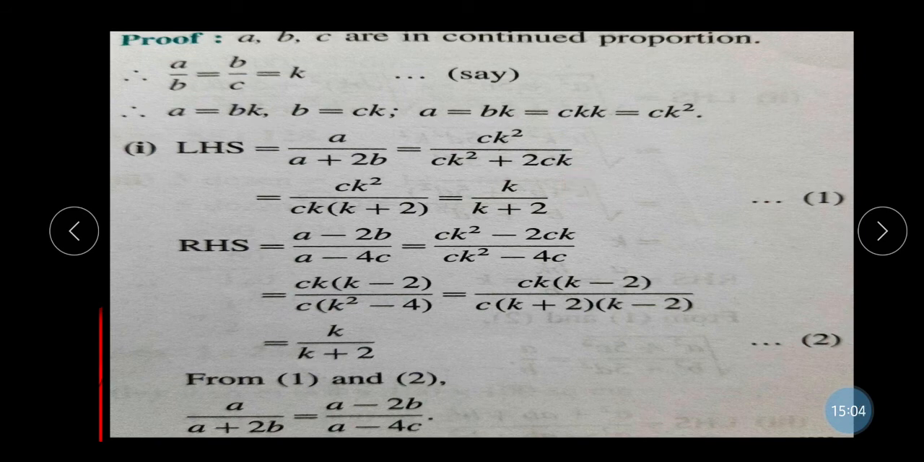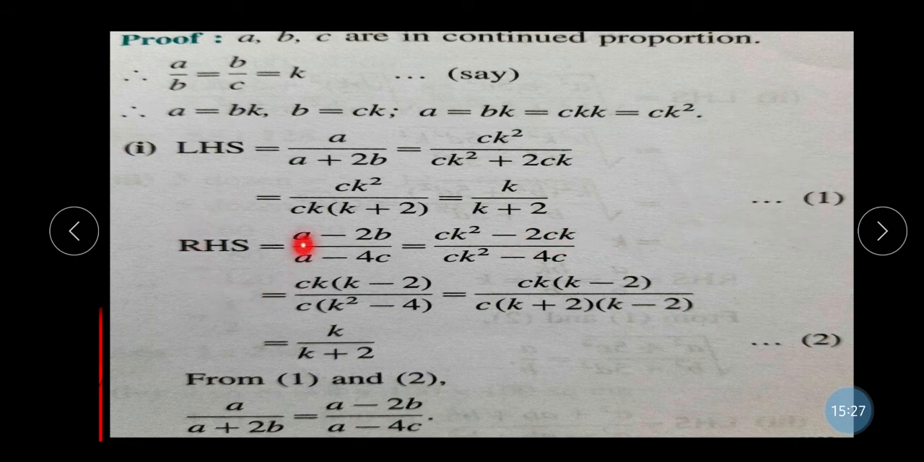Solving this, we get ck square upon ck into k plus 2, the common thing we are taking. So here one ck gets cancelled and here ck gets cancelled. What remains is k upon k plus 2. Let's give this equation 1.